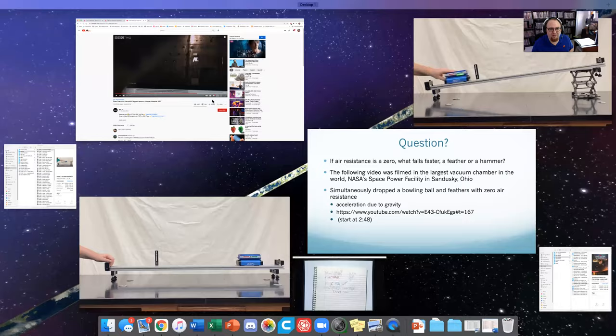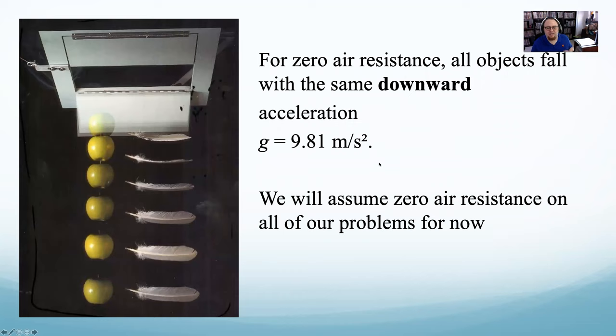How heavy something is, no effect. What shape it is, no effect. Everything, once again, assuming no air resistance, falls at 9.81 meters per second squared. Any questions, though?